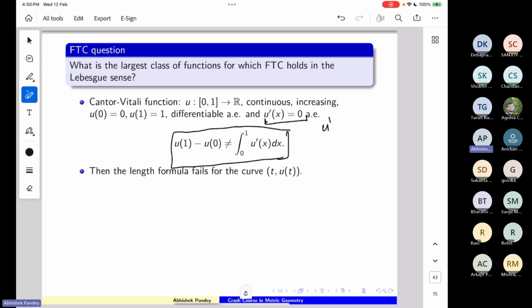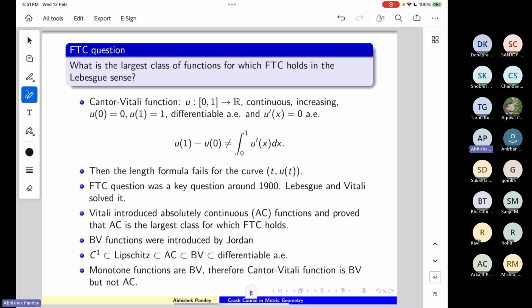Again, as I said earlier, the length formula is related to FTC. If you take the graph of the Cantor-Vitali function, that length formula is going to fail. This is a good exercise to think of. I think the length will come as square root of 2 and something, but it will not match u of 1 minus u of 0.